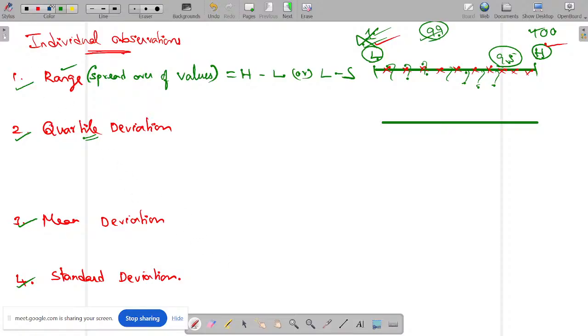The highlight of quartile deviation is simple. What's the drawback in range? We left out all the values. Now in quartile deviation, let us take Q1 and let us take Q3. Q3 minus Q1, which means what? We focus on the middle values.